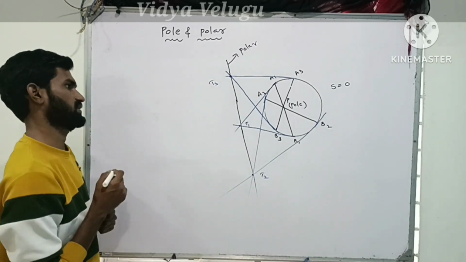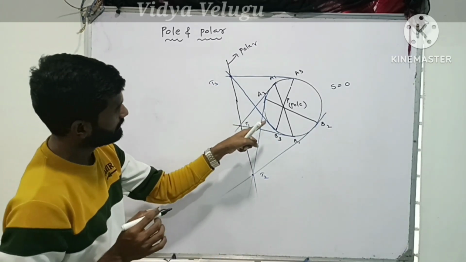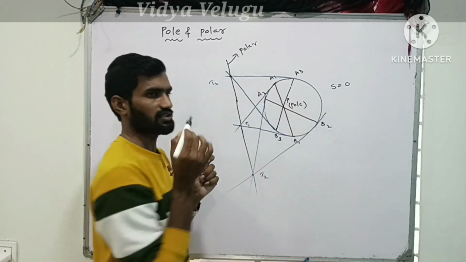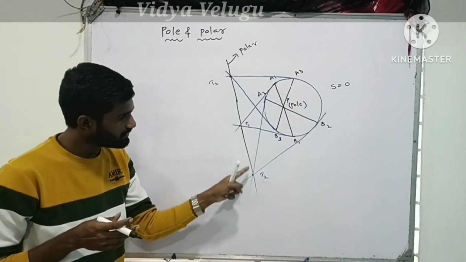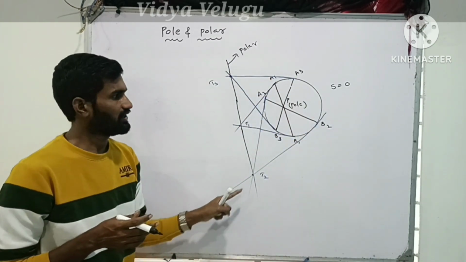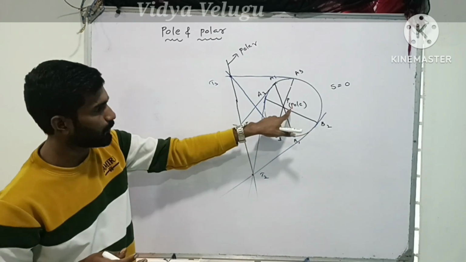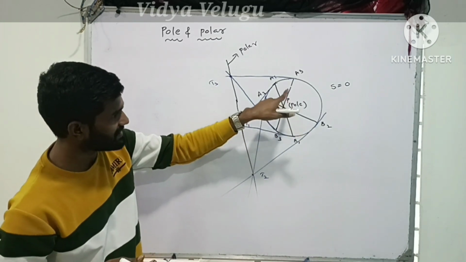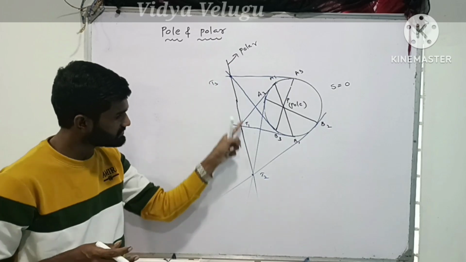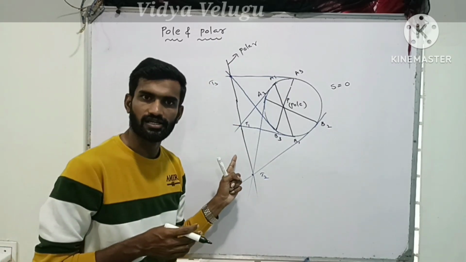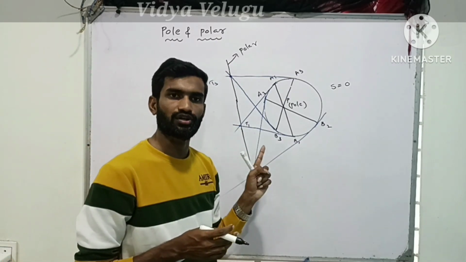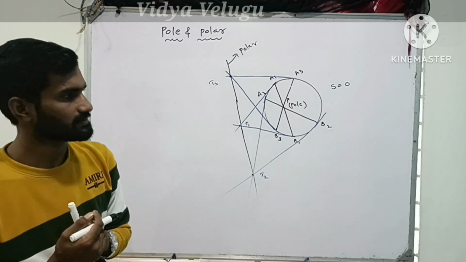Just observe this. If the pole is inside the circle, we get the polar outside the circle. If P, which is the pole, is inside the circle, the polar is outside the circle. You are observing, right? This is one more point you need to remember.